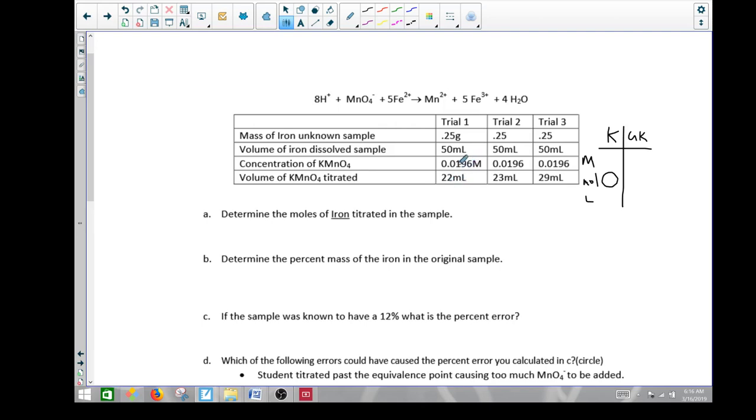The concentration of KMnO4 is 0.0196. There's 3 sig figs, so I'm going to hold 3 sig figs. 0.022 liters, solve for the moles. 0.0196 times 0.022 gives 0.000431.